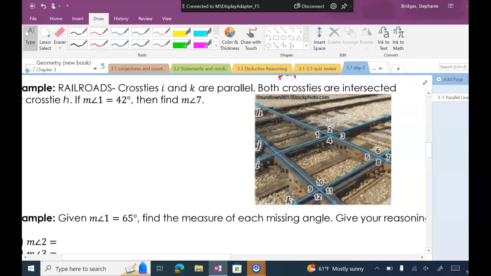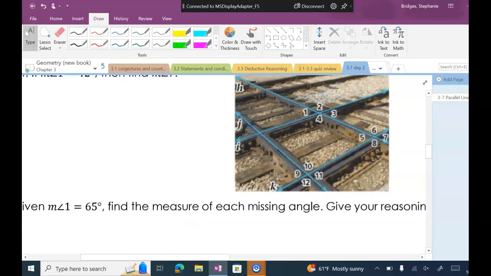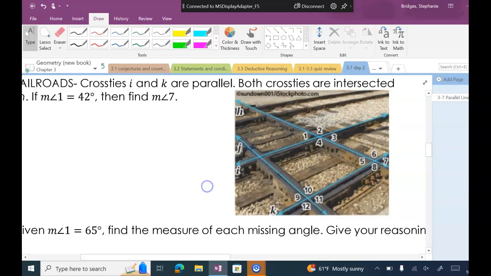It says cross ties I and K. Can everybody see I and K in their picture? Okay. They are parallel. And it says both cross ties are intersected by cross tie H. Does everybody see cross tie H? Where we're looking at angles 1, 2, 3, 4, 5, 6, 7, and 8.